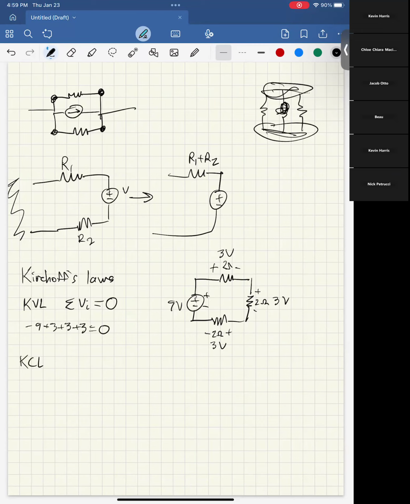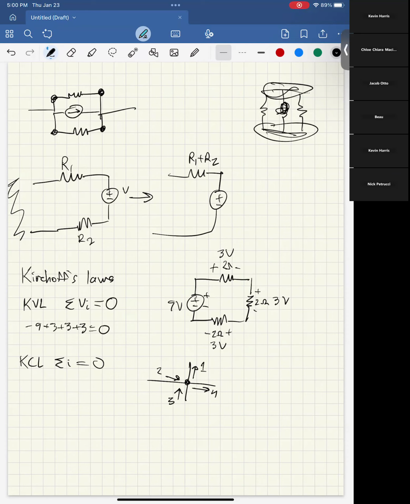So now for KCL, we have that the sum of all the currents going into and out of a node is equal to 0. This one is a lot more straightforward in my mind. If we have some intersection of a bunch of wires and there's some currents going in and out, then what this is saying is that the total current going in is equal to the total current going out. So there can't be current going somewhere and not leaving. It's always going somewhere. So if I have 2 amps here and 3 amps here, that's 5 amps going in. There has to be some combination of 5 amps going out as well.